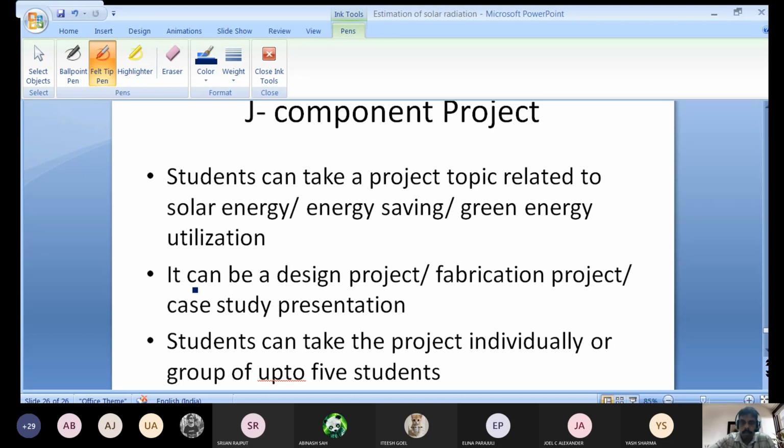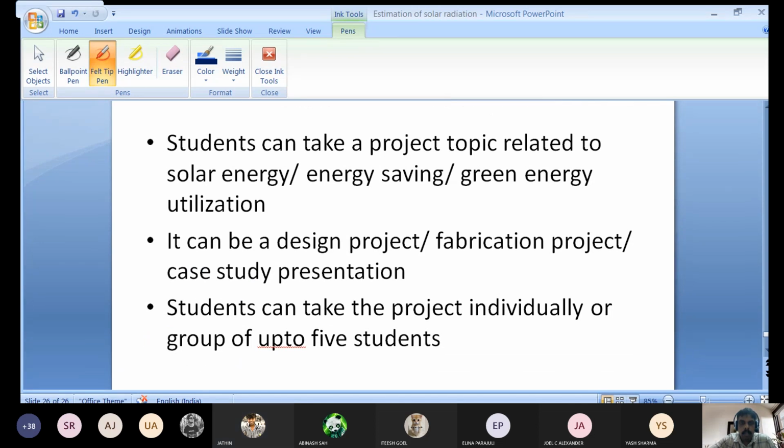Sir, how to design a solar panel? I mean, we need to build it, sir. Designing a solar panel is not required. We are not supposed to design a solar panel. Panels are available commercially.